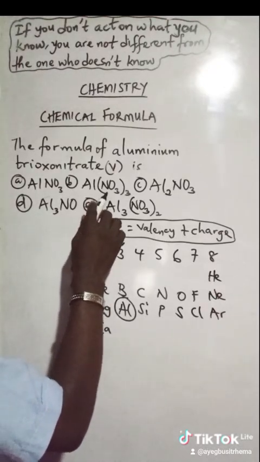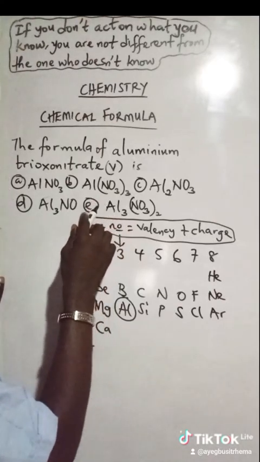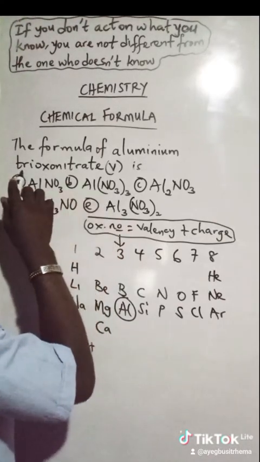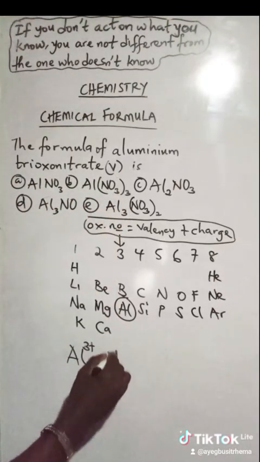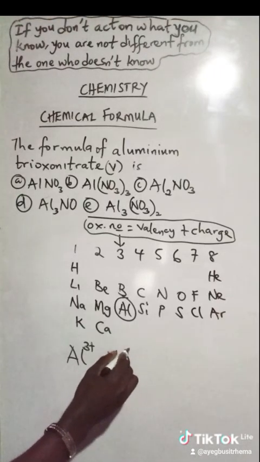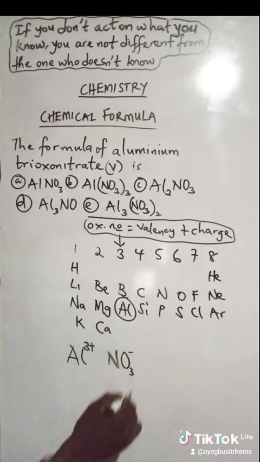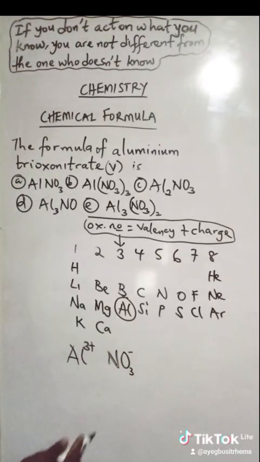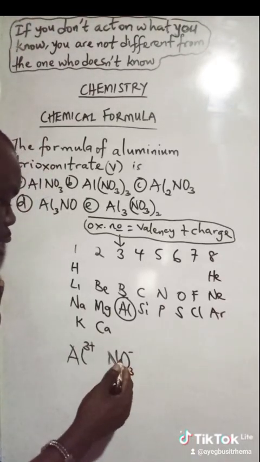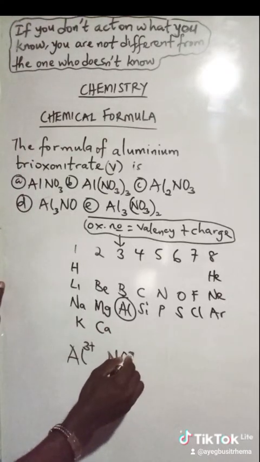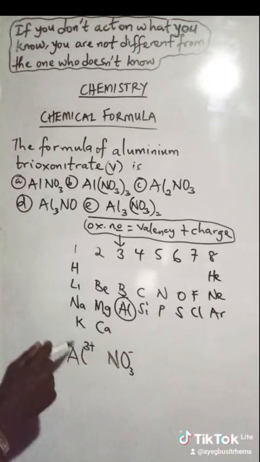The other substance it is reacting with is trioxonitrate 5. Okay, so trioxonitrate 5 is not just a negative ion, but it's a radical. When you talk about radicals, they are a group of atoms that possess charge. So this is a radical, having valency of 1, while this one has valency of 3.